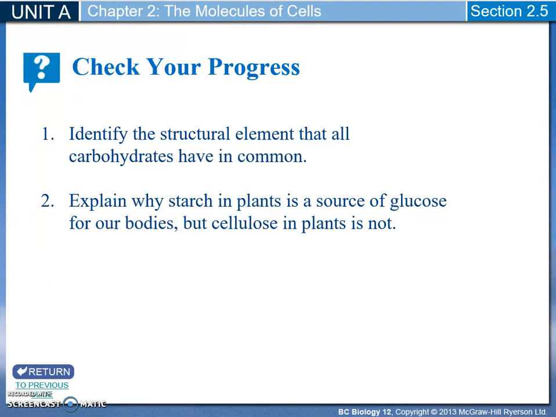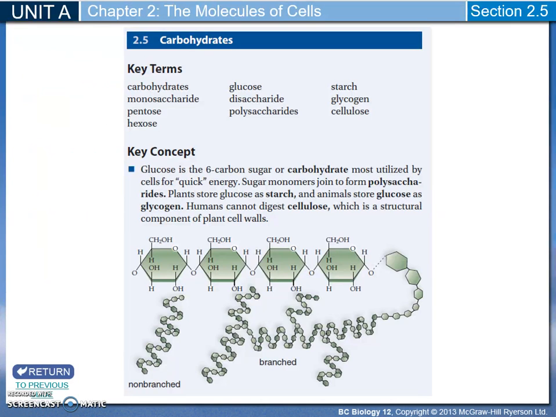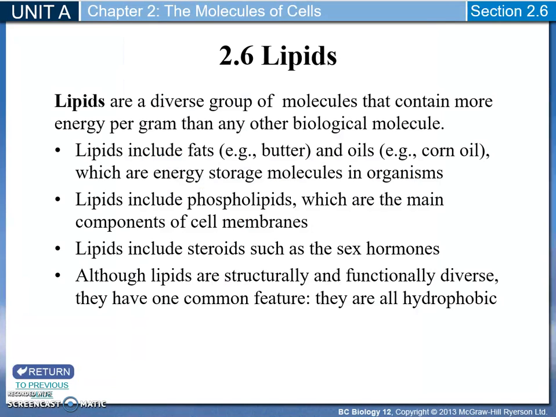All right, so those are some basics about the carbohydrates, and this is a summary of that. And now we will briefly look at lipids, also known as fats. They are a diverse group of molecules, and they contain more energy per gram than any other biological molecule. Lipids include fats like butter and oils, for example corn oil, which are energy storage molecules in organisms.